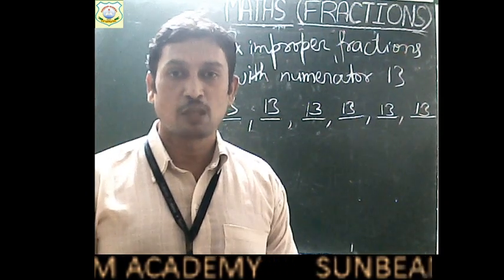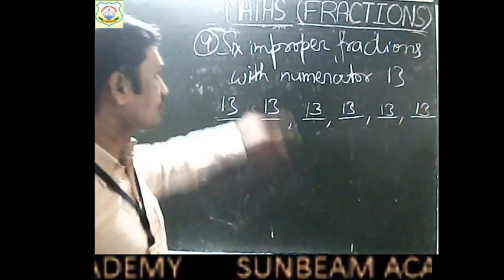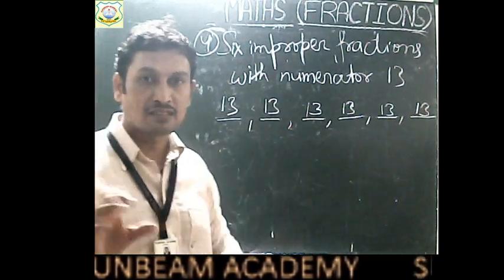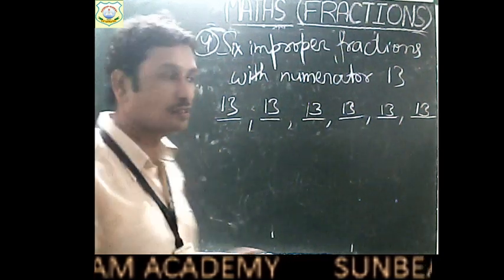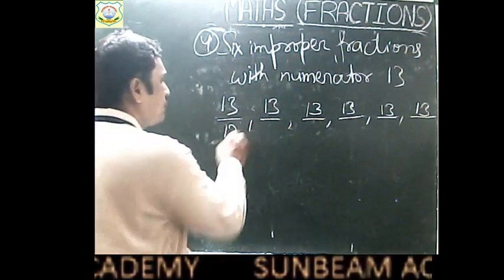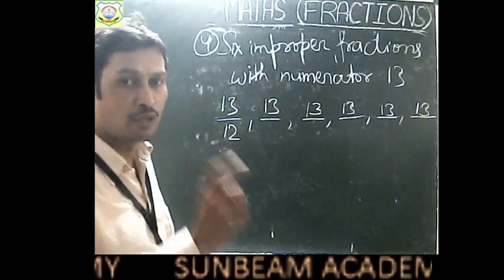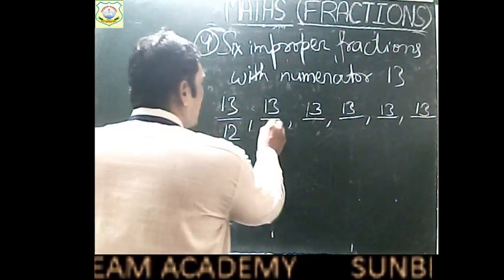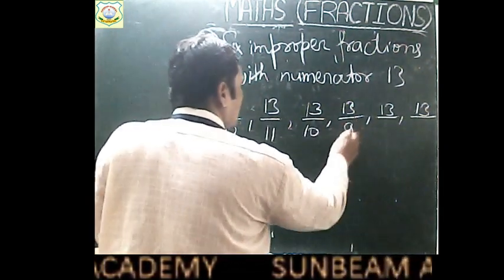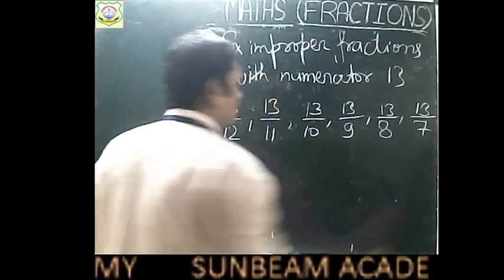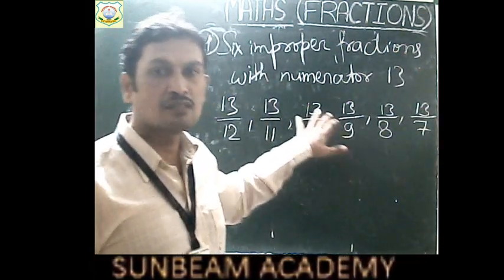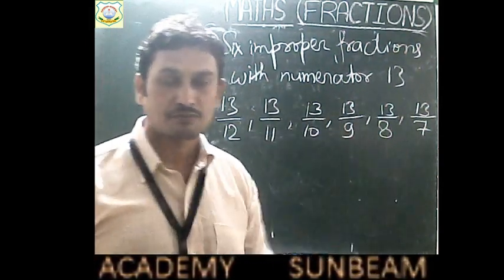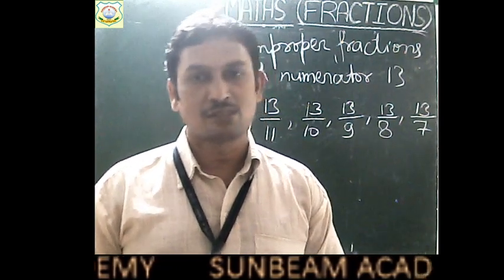Okay children, we will write the denominator which is less than numerator, because in improper fraction numerator is greater, so denominator will be smaller. Okay, so write any 6 numbers which are smaller than 13. So I am writing here, suppose 12, starting from 12 in decreasing order children. So next number will be 11, not 13. Okay, so 11, then 10, then 9, then 8 and 7. So write 6 numbers which are smaller than the numerator. Okay, so these are the 6 improper fractions with same numerator 13. So this is how you have to solve this question. Alright children.